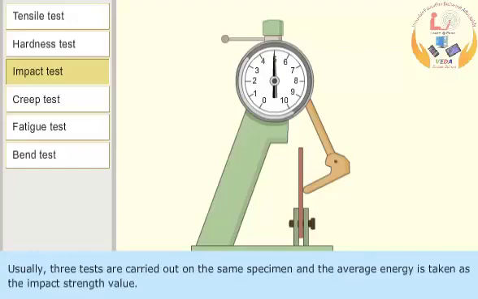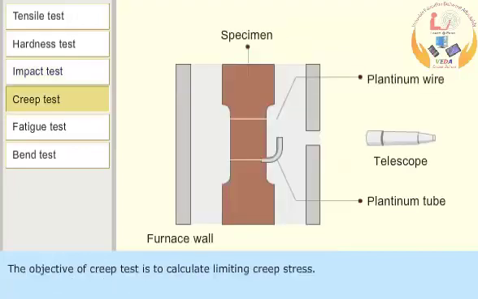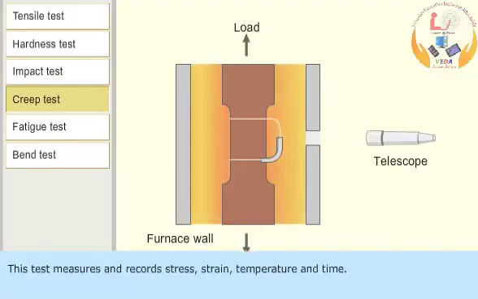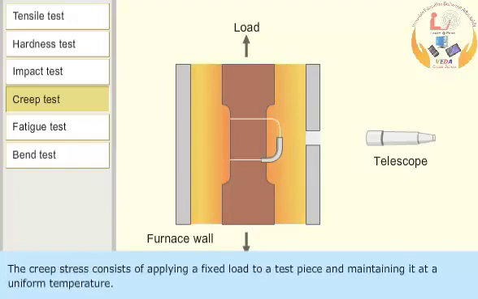Usually 3 tests are carried out on the same specimen, and the average energy is taken as the impact strength value. The objective of creep test is to calculate limiting creep stress. This test measures and records stress, strain, temperature, and time. The creep test consists of applying a fixed load to a test piece and maintaining it at a uniform temperature.